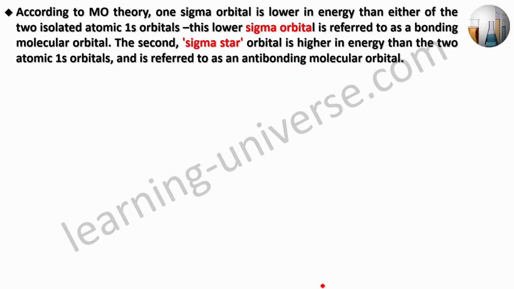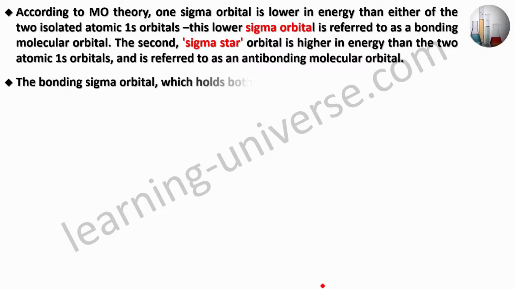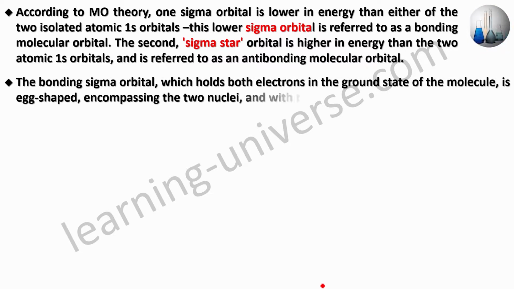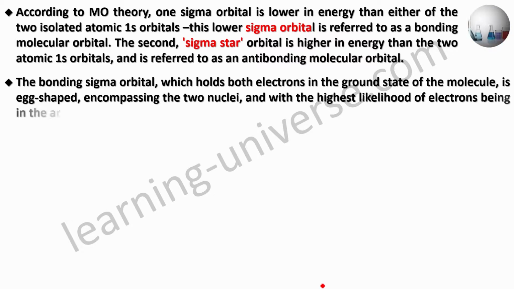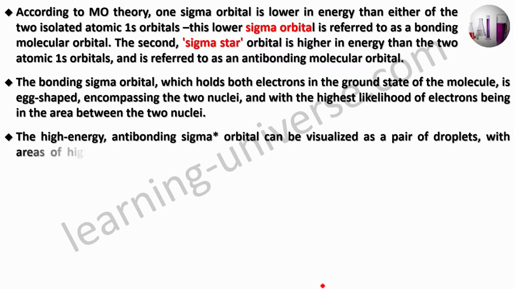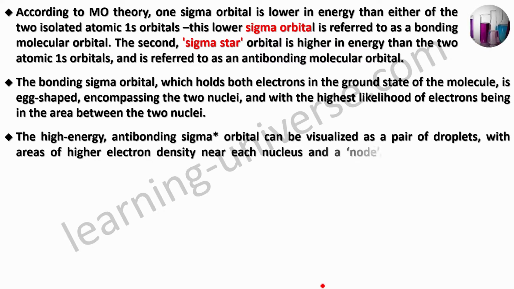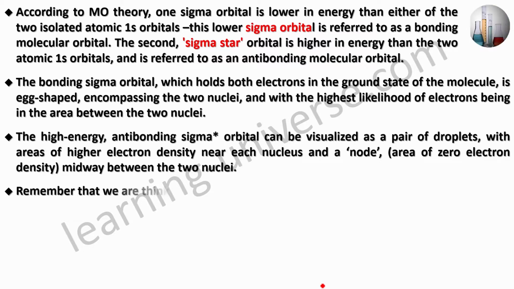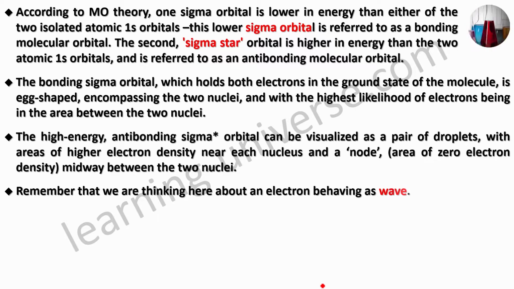Now the bonding sigma orbital, which holds both electrons in the ground state of the molecule, is egg-shaped, encompassing the two nuclei with the highest likelihood of electrons being in the area between the two nuclei. Whereas the high energy antibonding sigma star orbital can be visualized as a pair of droplets with areas of high electron density near each nucleus and a node, that is, the area of zero electron density, midway between the two nuclei. And remember that we are talking about an electron here like a wave.